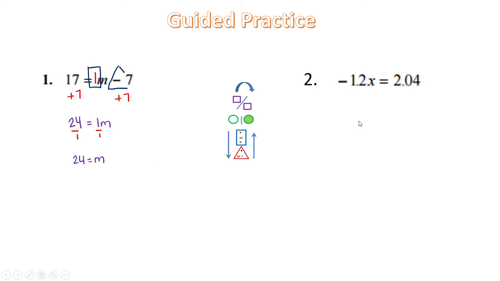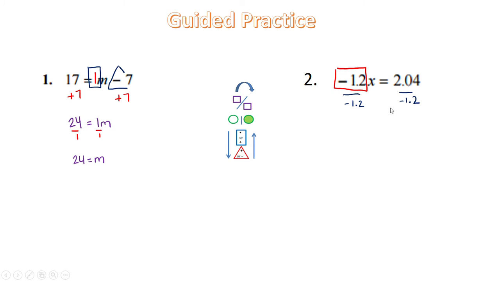Let's take a look at number 2. Where would your rectangle go in number 2? What number is right in front of x? Hopefully you said -1.2. That would be the rectangle. Now where would your triangle go in this problem? Hopefully you said, hey, you're trying to trick me. There's no triangle in this problem. You would be right. No triangle in this problem at all because there is nothing on this left-hand side other than -1.2. So that means the only thing we have to do is divide both sides by -1.2.